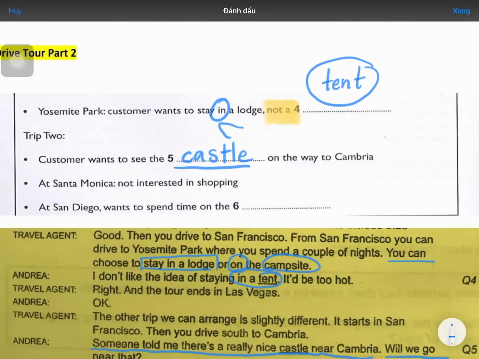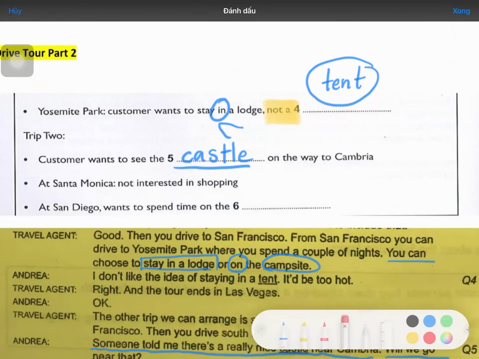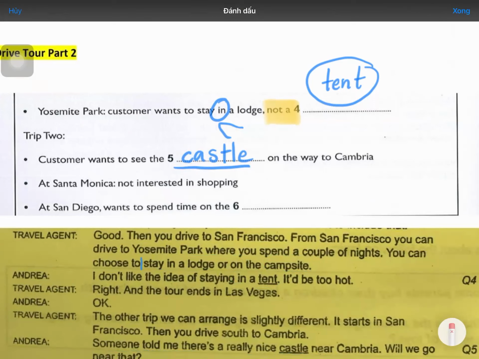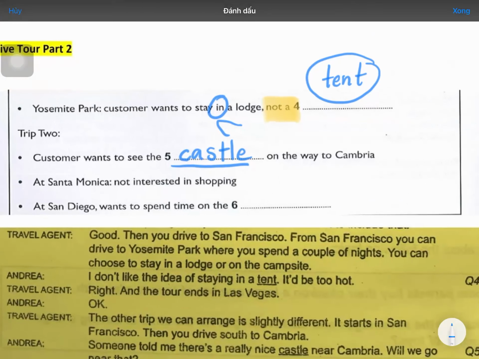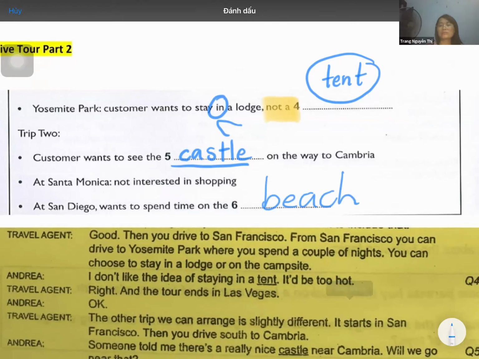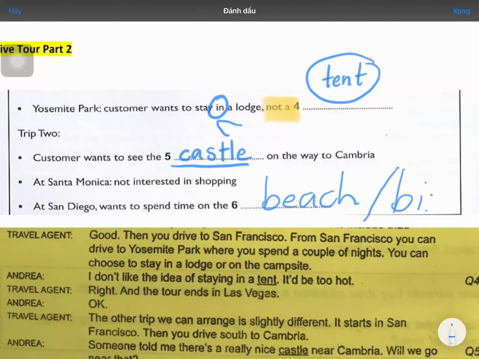Thank you, Ha. And I would like to hear from Trang Nguyễn. Trang Nguyễn, please. What's your answer for number 6? Should be go to the beach. Correct answer, but Trang, this is a very confusing word because many students make a pronunciation mistake when they say this word. Now, Trang, can you help me to say this word again with a long E sound?